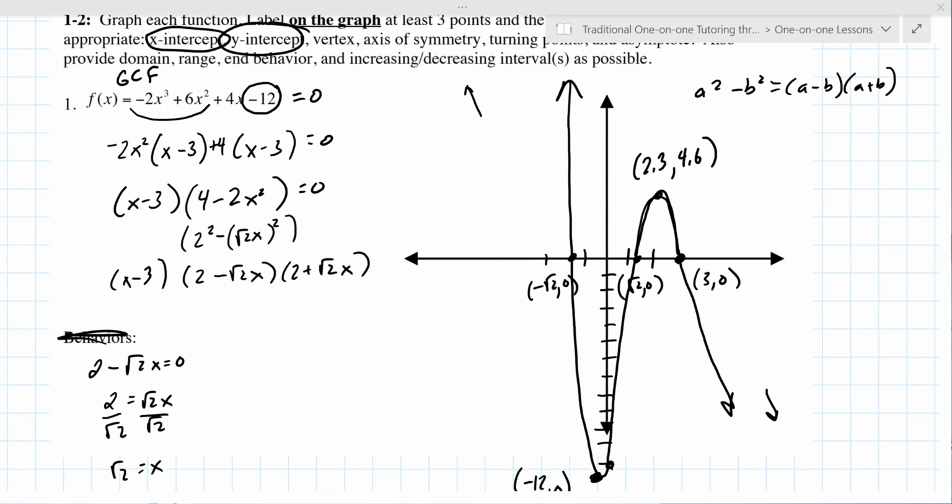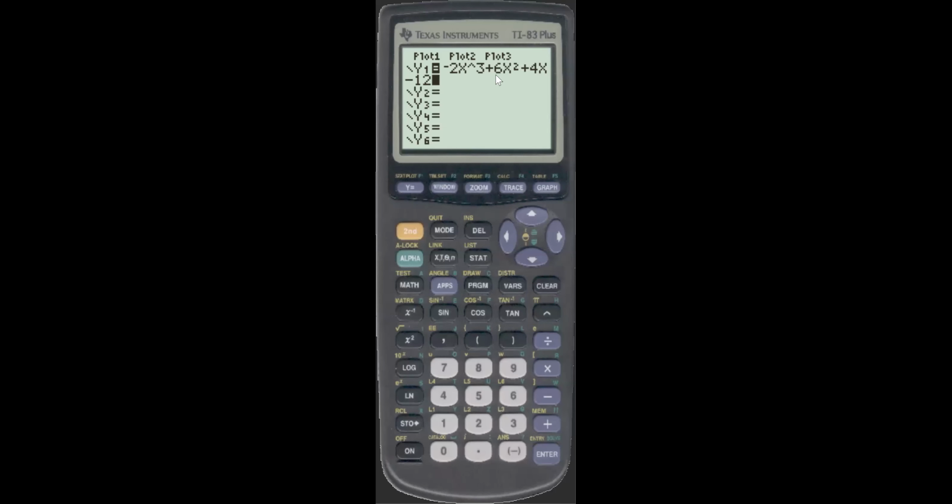My graph is slightly different. Okay, let me share that screen again. Let's see what may be going on here. So minus 2x cubed plus 6x squared plus 4x minus 12. Just make sure your signs are right. Sorry, I noticed some sort of sharing is going on here. We don't need to do that. Let's get that off.